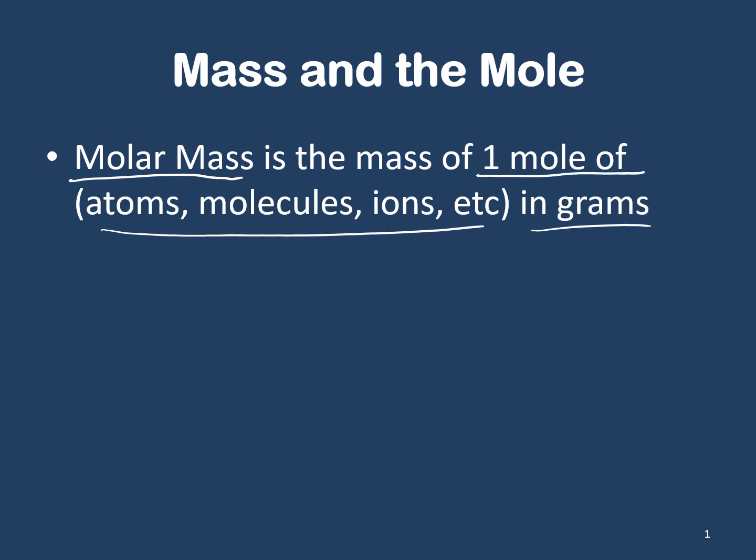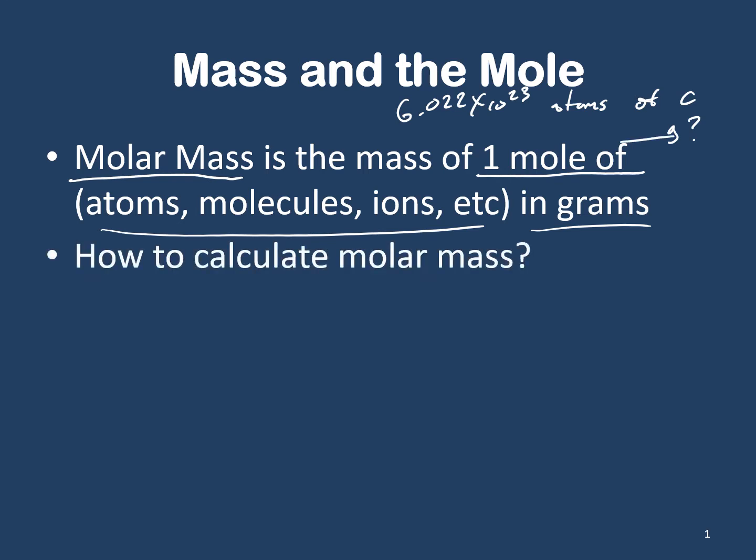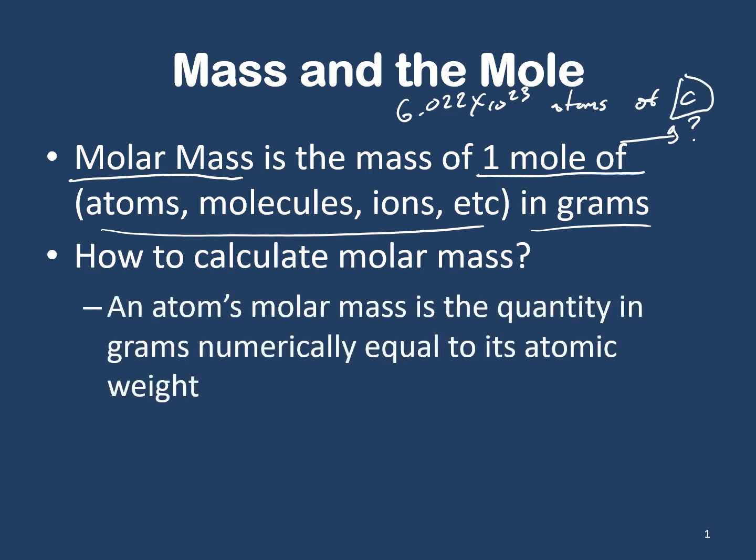So for instance, if I have 6.022 times 10 to the 23 atoms of carbon, then how many grams is that? That number would be my molar mass. So how do we calculate molar mass? Well, for elements like carbon, we don't. We look it up. The molar mass is actually numerically equal to the atomic weight.